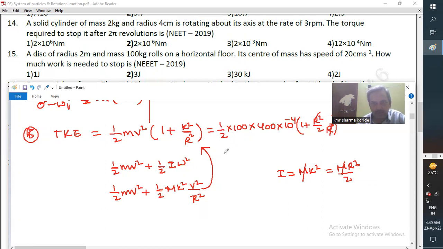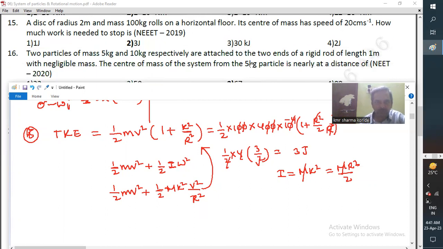So here it is going to be half into 4. So this minus 4 get cancelled into 4. So this is 1 plus 1 by 2, means 3 by 2. So 3 by 2 into 4, it is going to be 3 joules. Second option is correct. So this is given in 2019. Moving to the next question.